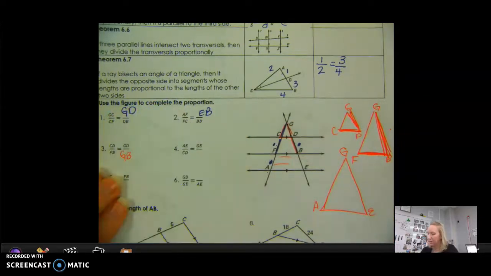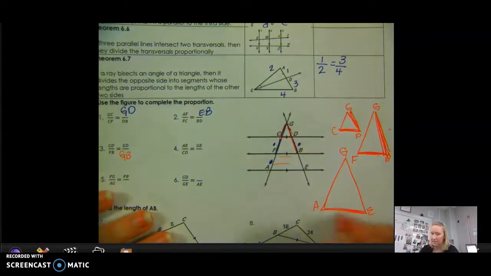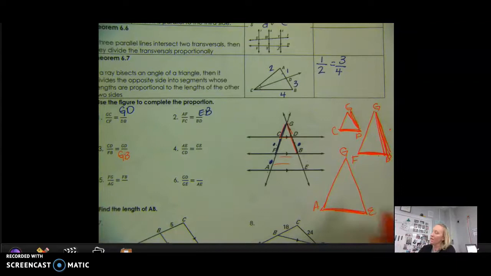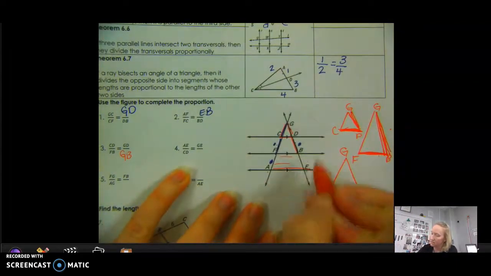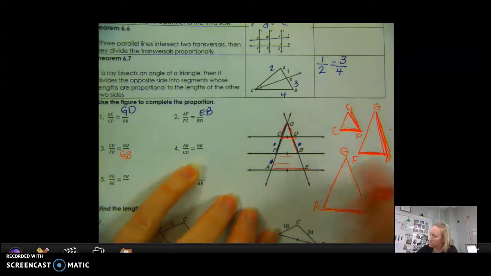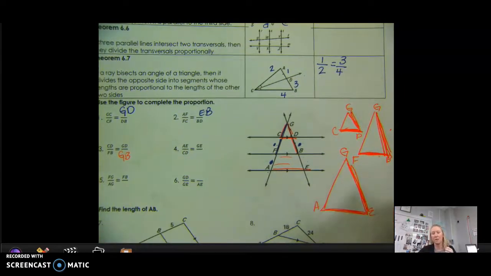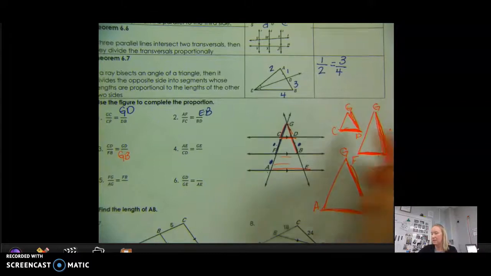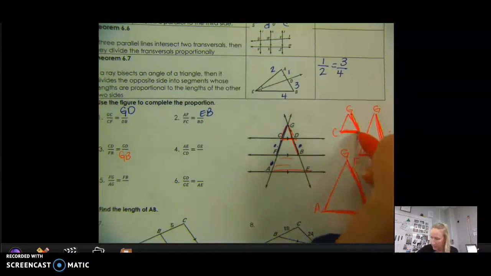So G to B. Next one, A to E. So now we're talking about the base of the big triangle. A to E over C to D. So base of the big over base of the small equals G to E, side of the big over, so if you say it out loud, it may make more sense. Base of the big over base of the small equals side of the big over side of the small.